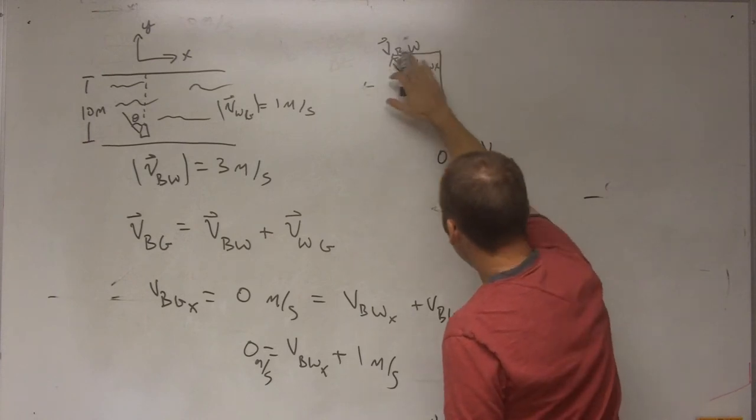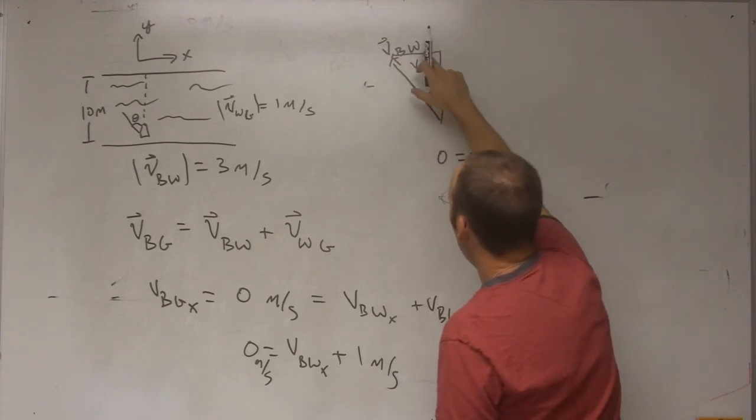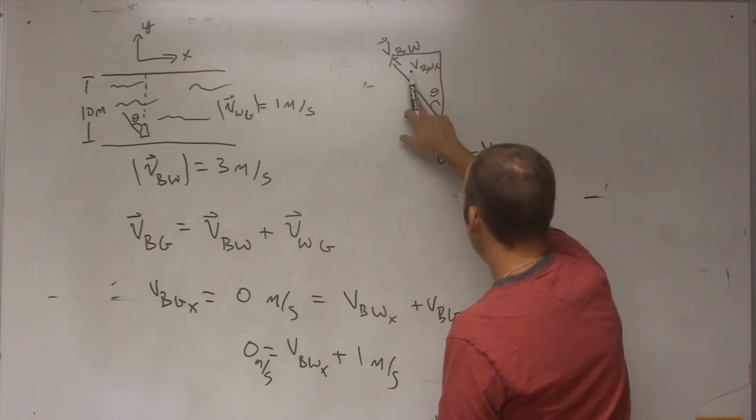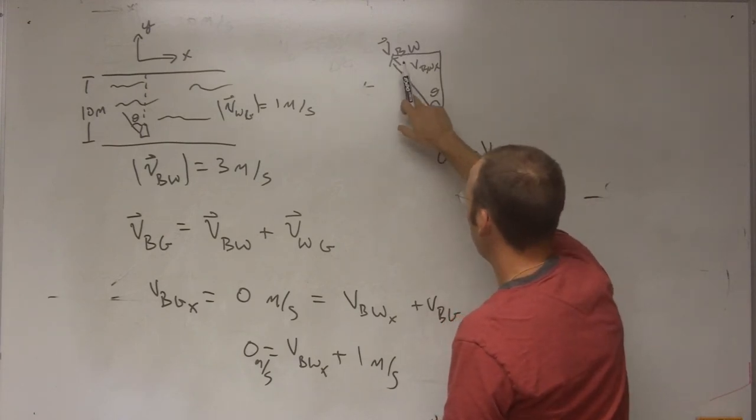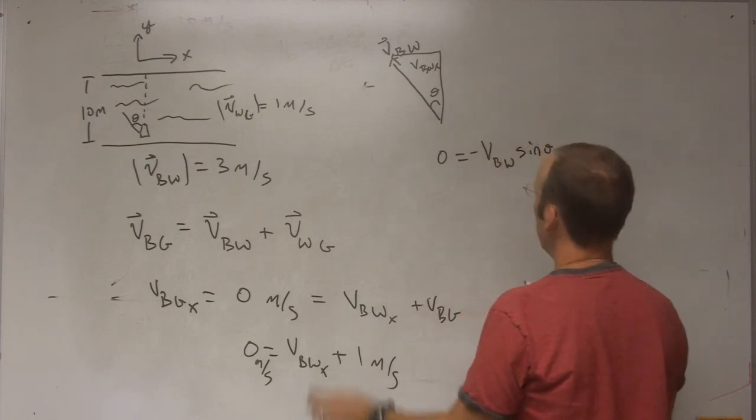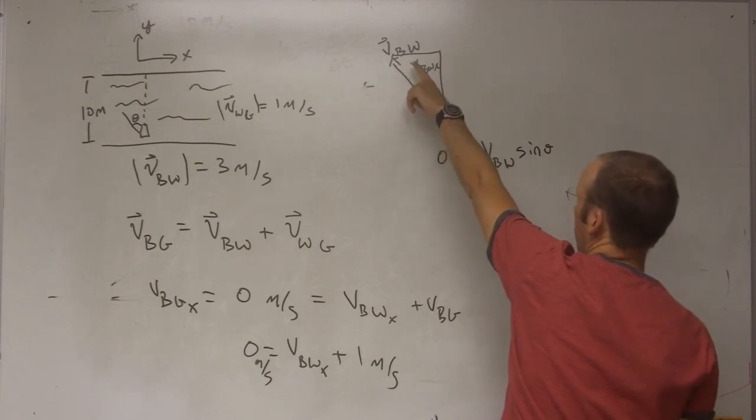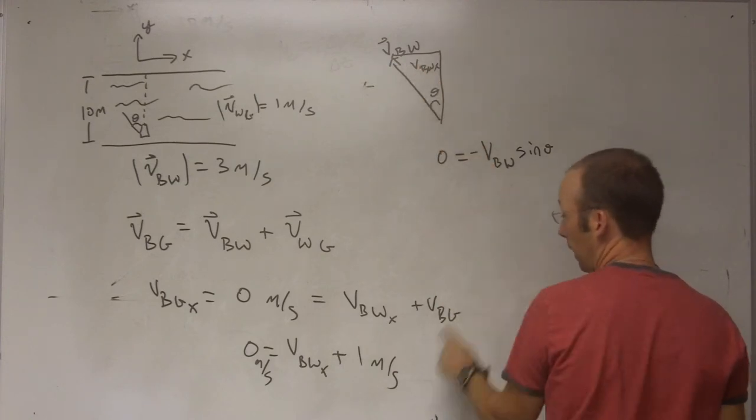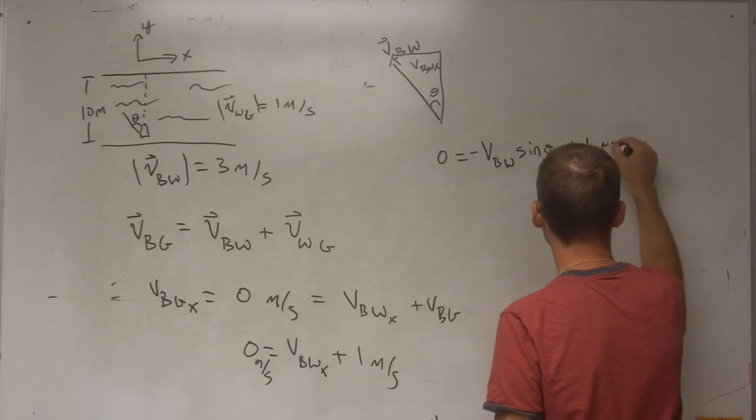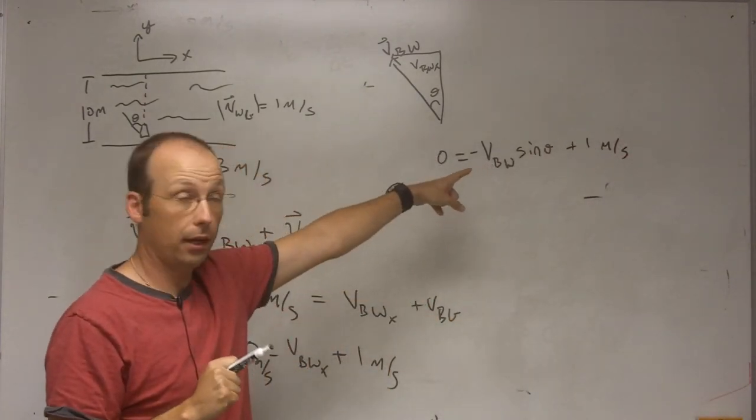Now I have the opposite side of that triangle, so I need to say the sine of theta is opposite over hypotenuse. So the hypotenuse times the sine of theta would be VBW, the velocity of the boat with respect to the water in the X direction. So that's it right there. And then I have this plus 1. So right there, now I can go ahead and solve for theta.